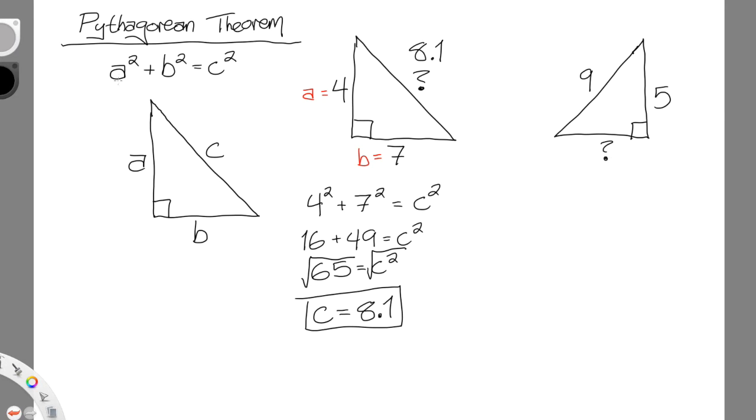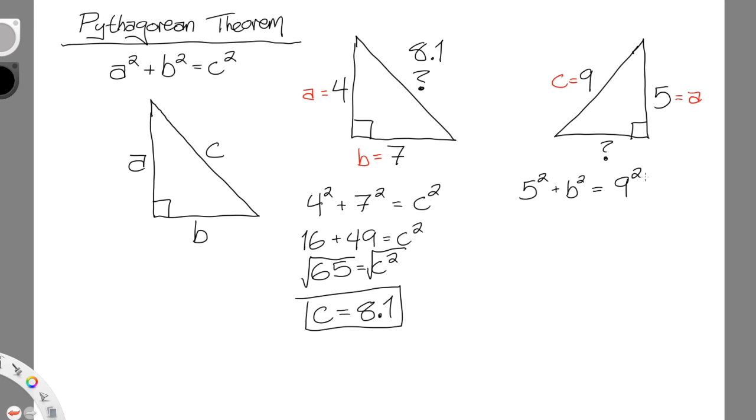We can still start with our Pythagorean theorem, where now we have to figure out what's what. This 5, let's just call that a because it's one of the sides. And let's just call this hypotenuse c. The hypotenuse will always be c here. So we have a squared, 5 squared, plus b squared, we don't know b, that's what that question mark is, equals c squared.